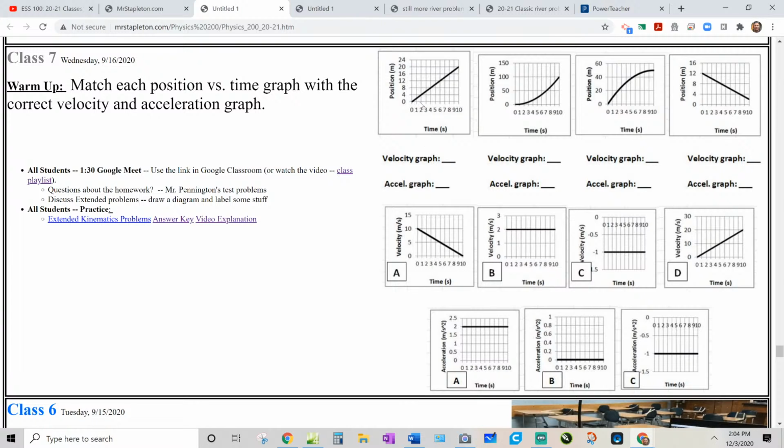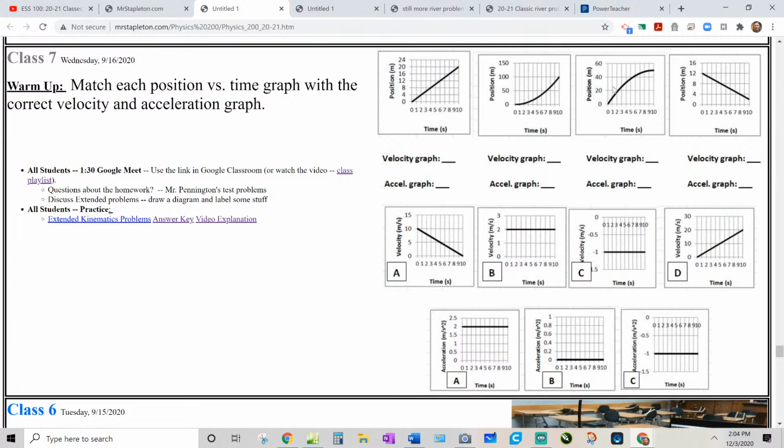B, yeah. So it's got constant positive slope, which means constant positive velocity. And if there's constant velocity, what kind of acceleration is there? None. No acceleration. So it's going to be 0. So the slope of this gives us this, and the slope of this gives us that.